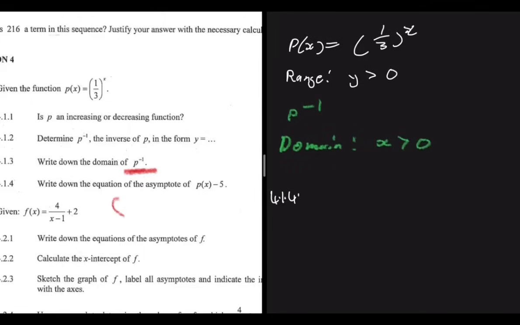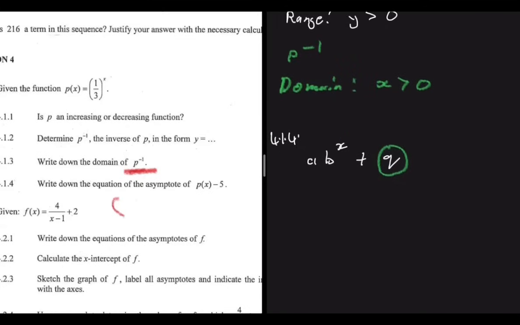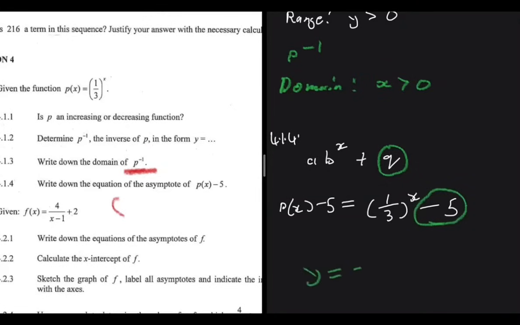4.1.4, write down the equation of the asymptote of p of x minus 5. For any exponential function in the form a b to the x plus q, this q here will always be your asymptote. So let's see what we're going to have for p of x minus 5. This will be equal to 1 divided by 3 to the power x minus 5. It's easy to see that in this function, our q is actually minus 5. So our asymptote is y equal to minus 5.